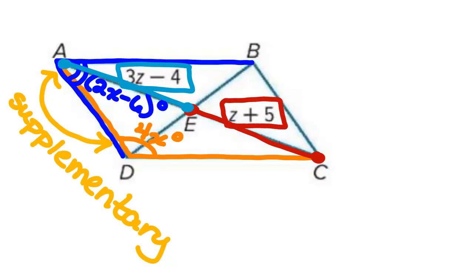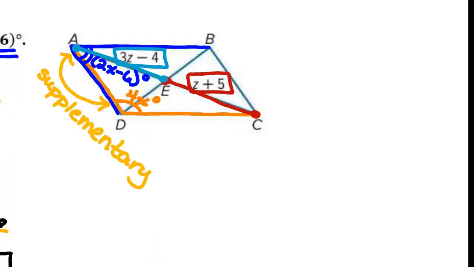What do we know about our diagonals in a parallelogram? They bisect each other. What does bisect mean? They cut each other in half. So I'm looking right here at DB. Right here. This is a diagonal. And it is cutting this diagonal in half. So what do we know about AE and EC then? They are congruent, yes.